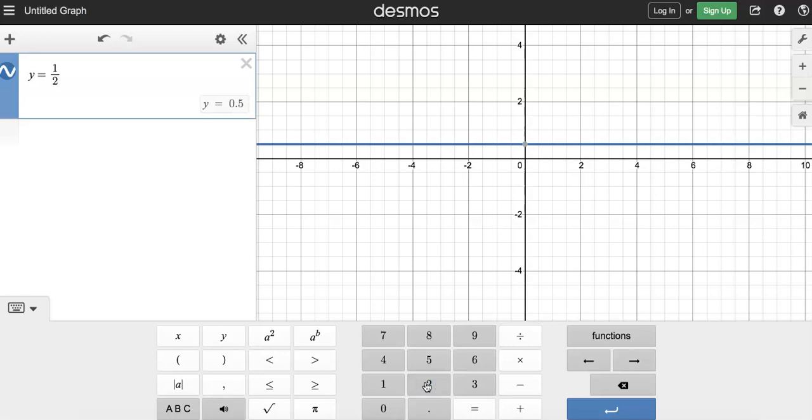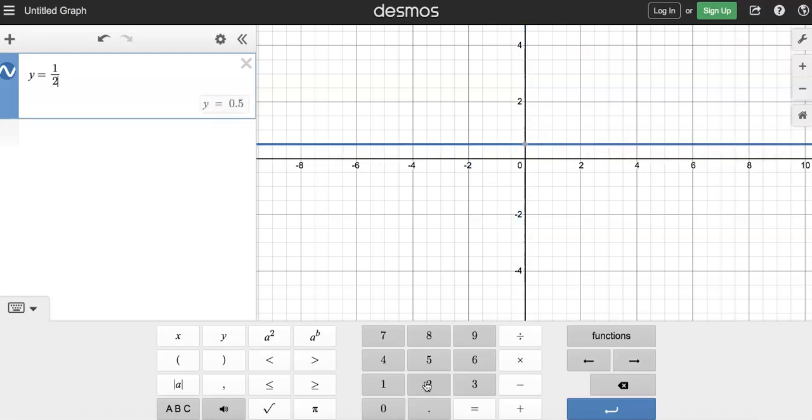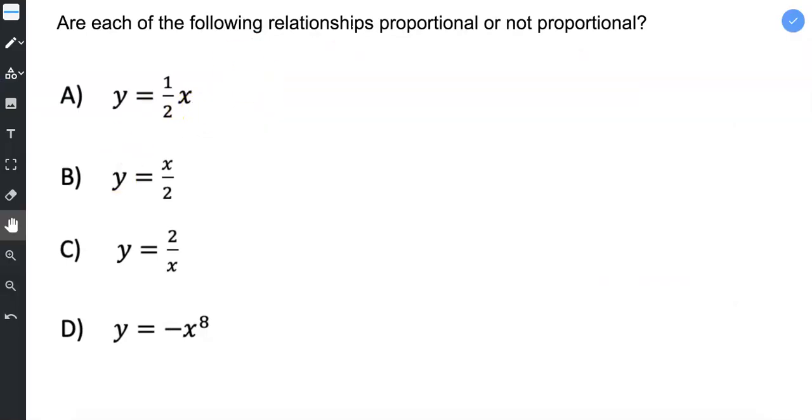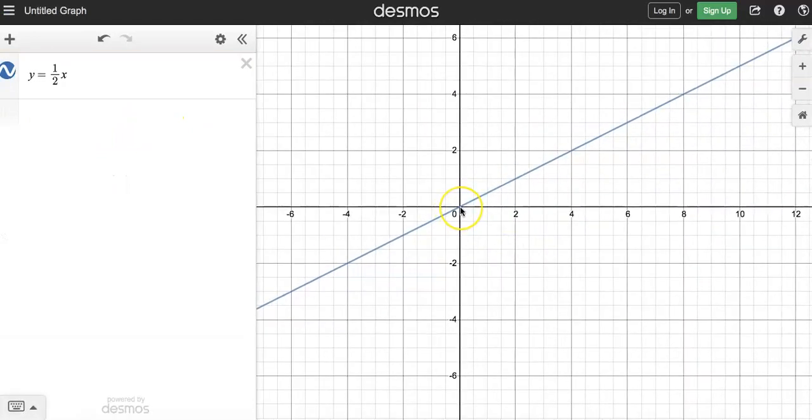Now, here's the problem. Some kids might type x right after that, but x was not in the denominator. So I'm going to backspace, and I'm going to use my right arrow to move the cursor over, and then I'm going to place the x. So now I've graphed this first equation, y equals 1/2 x, and you can see that it's a straight line and it goes through 0, 0, or you could say it contains 0, 0.